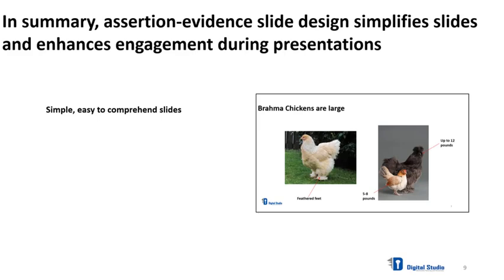So the last thing you need for the assertion evidence slide design method is a conclusion slide. So that's what we have here. It really summarizes your entire presentation. It gives the most important points. Here we have a good example of an assertion evidence slide, and we have some supporting claims, which is that assertion evidence is simple, easy-to-comprehend slides, and this leads to ultimately more effective and engaging presentations.